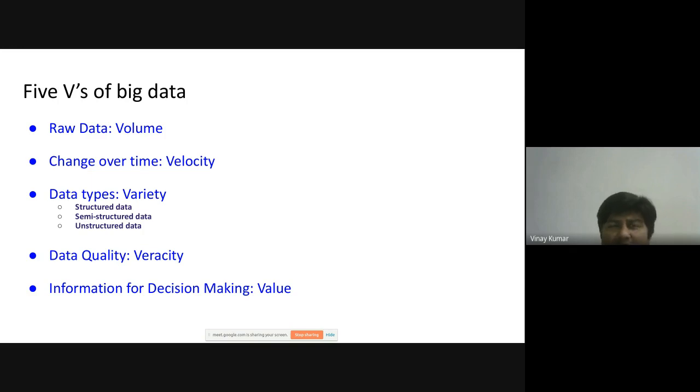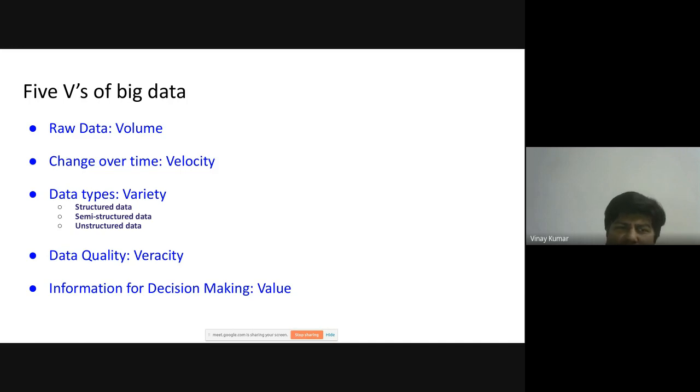The third one is called data type, that is the variety. So variety is basically the arrival of data from new sources that are both inside and outside of an enterprise. So it can be structured, semi-structured, and unstructured.